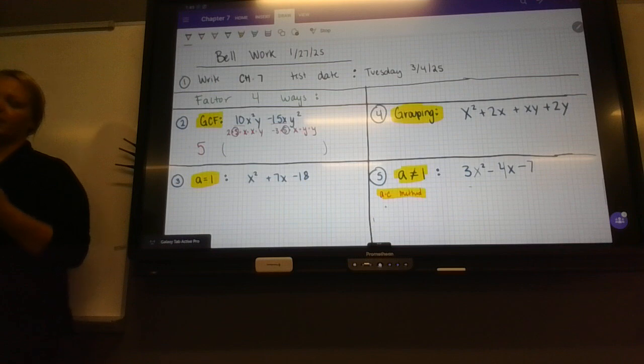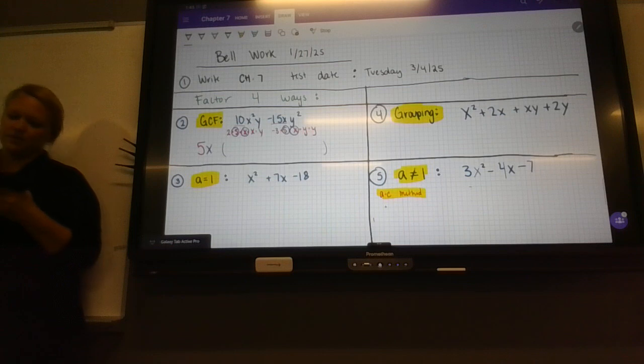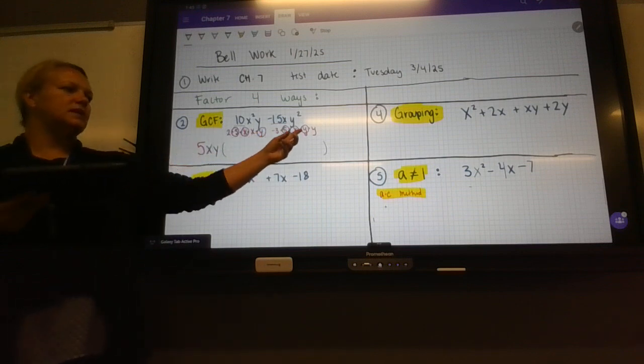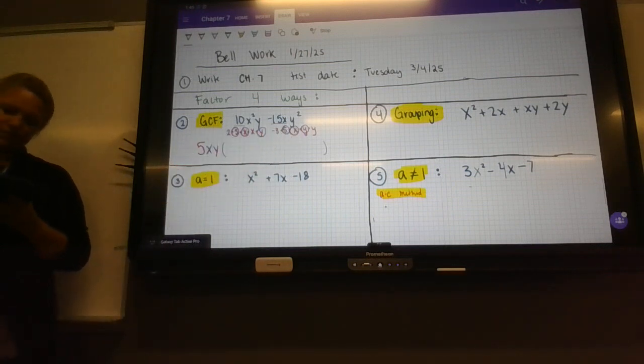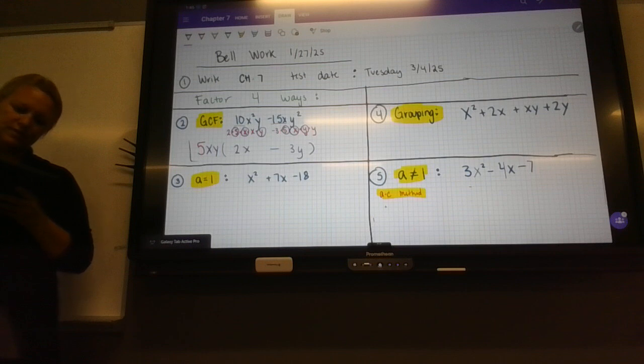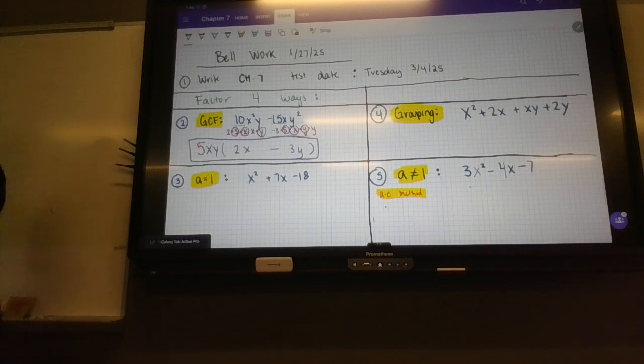What else do they have in common? They definitely have an x in common. I'll take an x away from both of them. And they have a y in common. I'll take a y away from both of them. And then what's left in parentheses is anything I did not circle. So 2x minus 3y. This is the answer to factoring by greatest common factor.